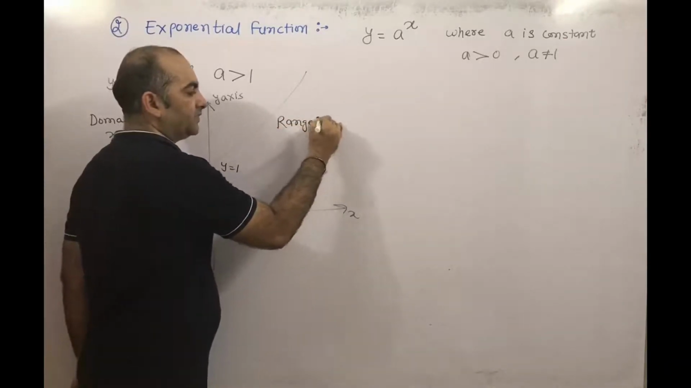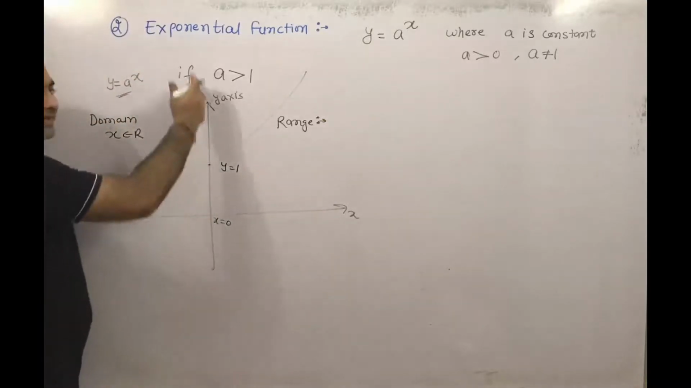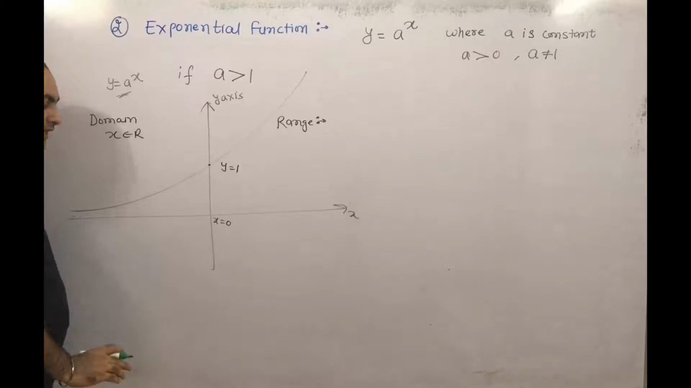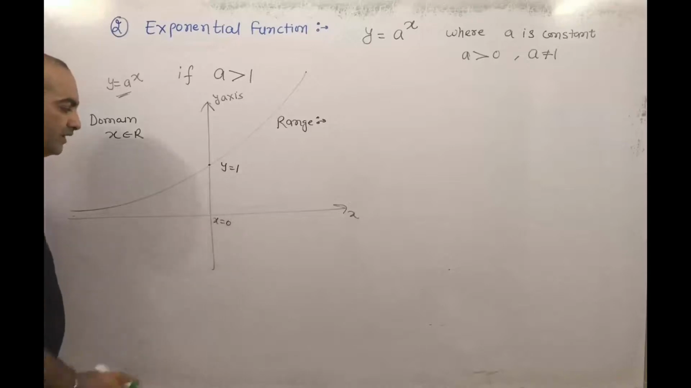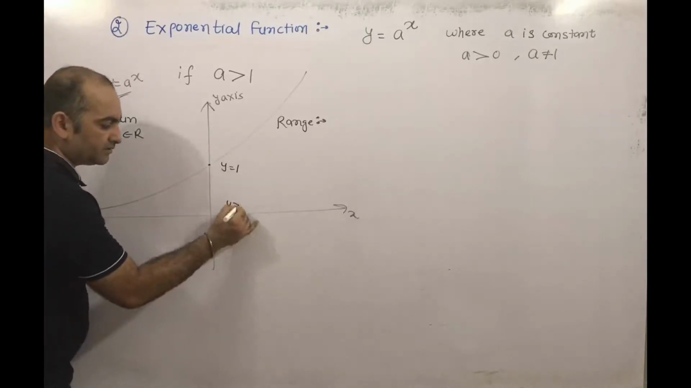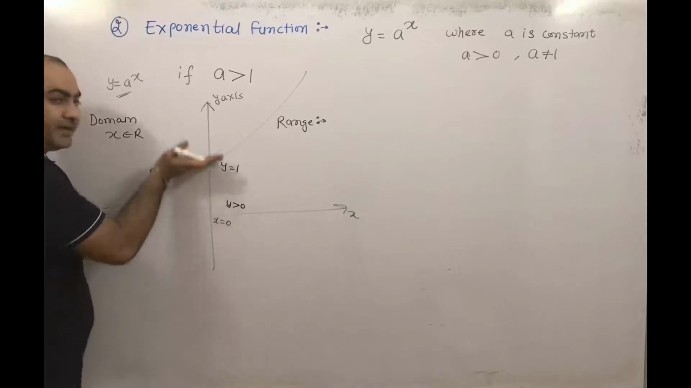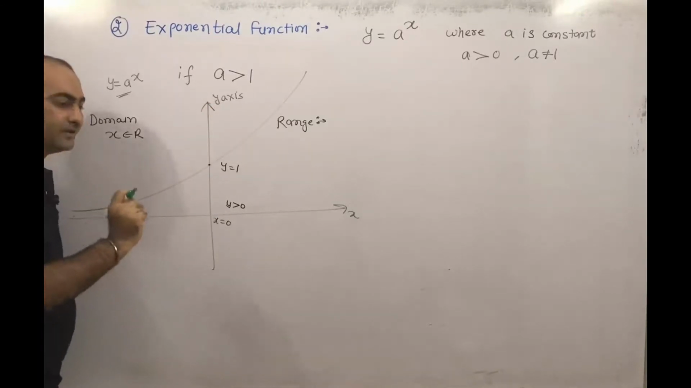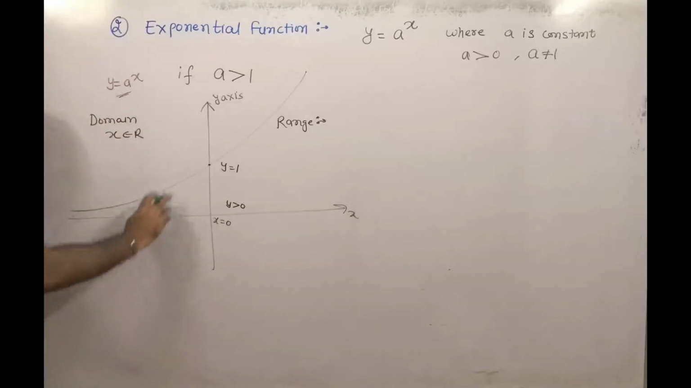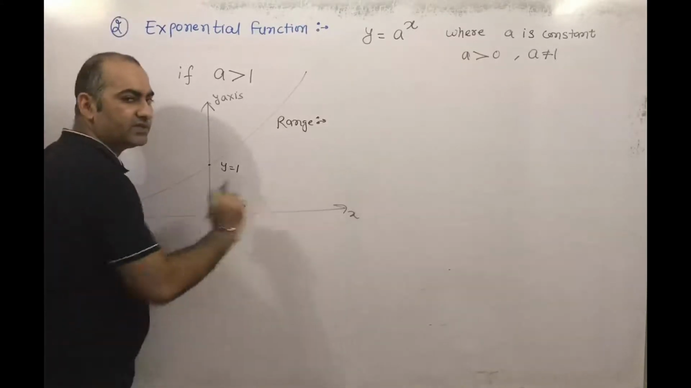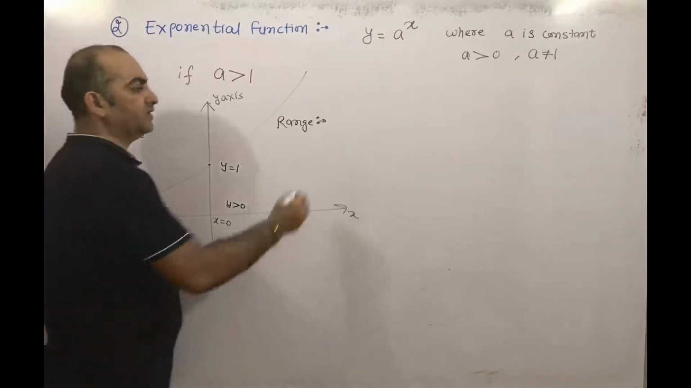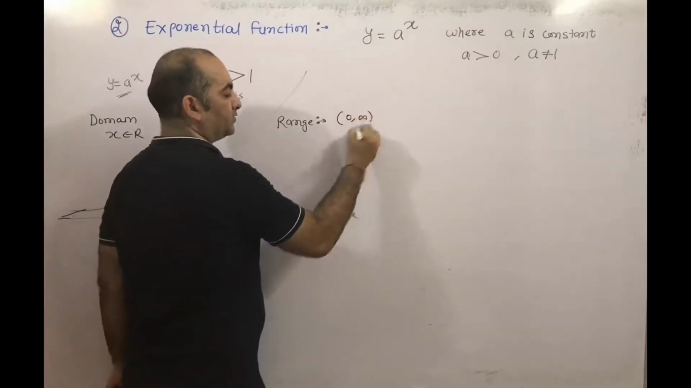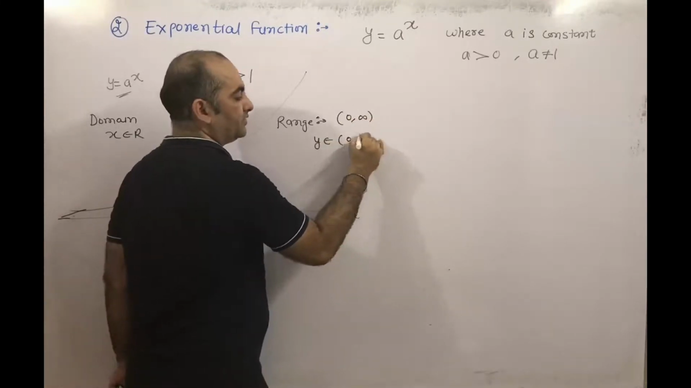Next we are discussing the range. What is range? The portion covered on the y-axis by the graph. Below the x-axis we don't have any graph, and above the x-axis y is greater than 0. So the y value is always greater than 0. y equal to 0 is not possible because the graph does not intersect the x-axis. On the x-axis the y value is 0, but the graph only comes near the x-axis; it will not intersect it. So the range is 0 to infinity, y belongs to 0 to infinity.